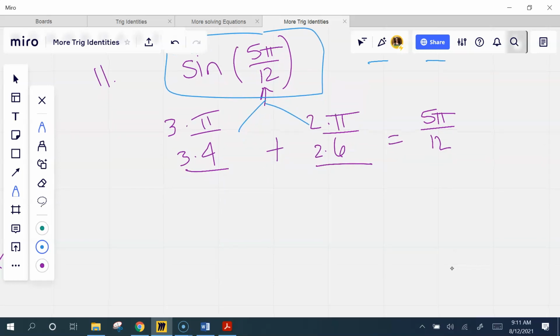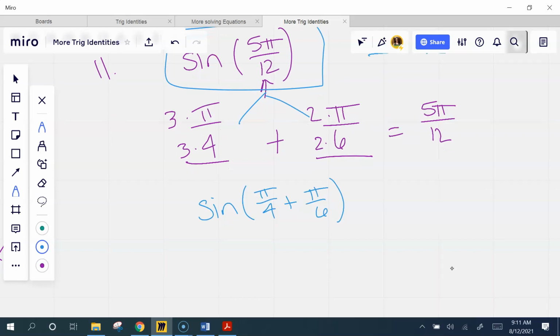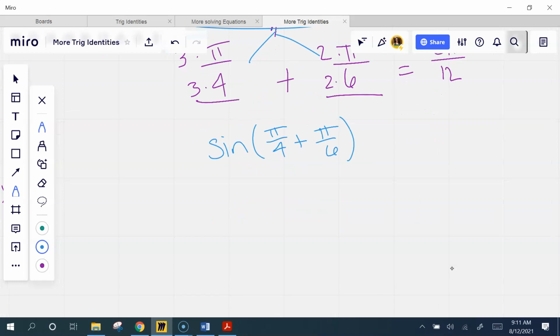Okay, so to find the answer, it said use sum or difference identities. So I'm going to do sine of pi over 4 plus pi over 6. Now I look at my sum and difference identity on my identity sheet. The sine of A plus B, so the very first one, right? Y'all with me?